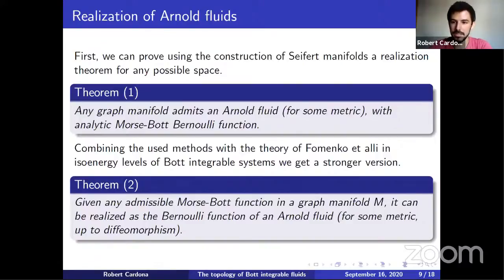That's the theory, for instance, covered in this famous book of Bolsinov and Fomenko that pretty much everyone that works in integrable systems probably took a look at some point. So what you can say by combining this theory with methods developed in Theorem 1 is that actually given any admissible Morse-Bott function, which means that it can possibly be the integral of a non-vanishing vector field, there is an Arnold fluid such that the Bernoulli function is exactly this Morse-Bott function. Okay, so the realization theorem is full somehow, it's complete.